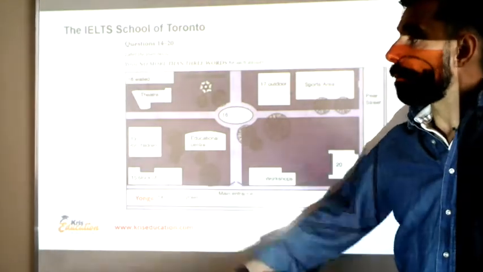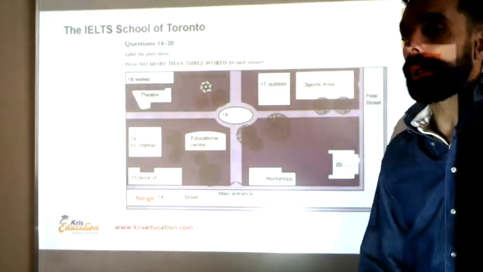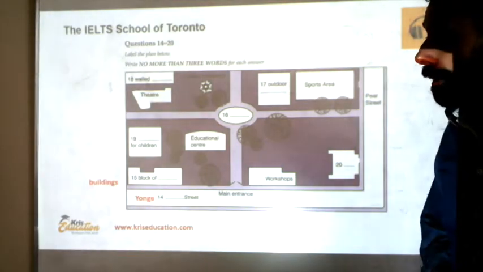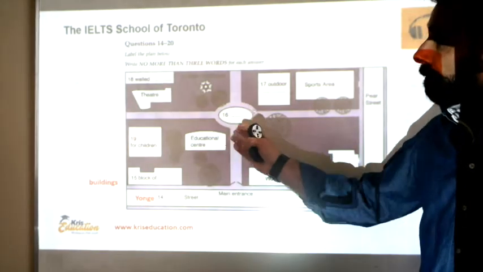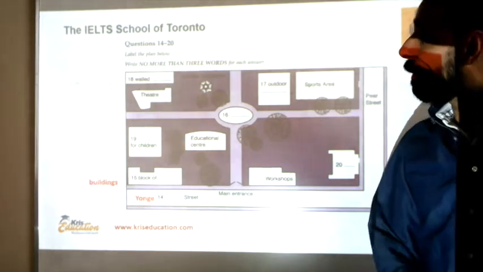Number 15, block of what? So always ask the question: block of what? What comes to your mind? It can be blocks of buildings, for example. Number 16, it is difficult to predict anything here because we don't have any keyword.